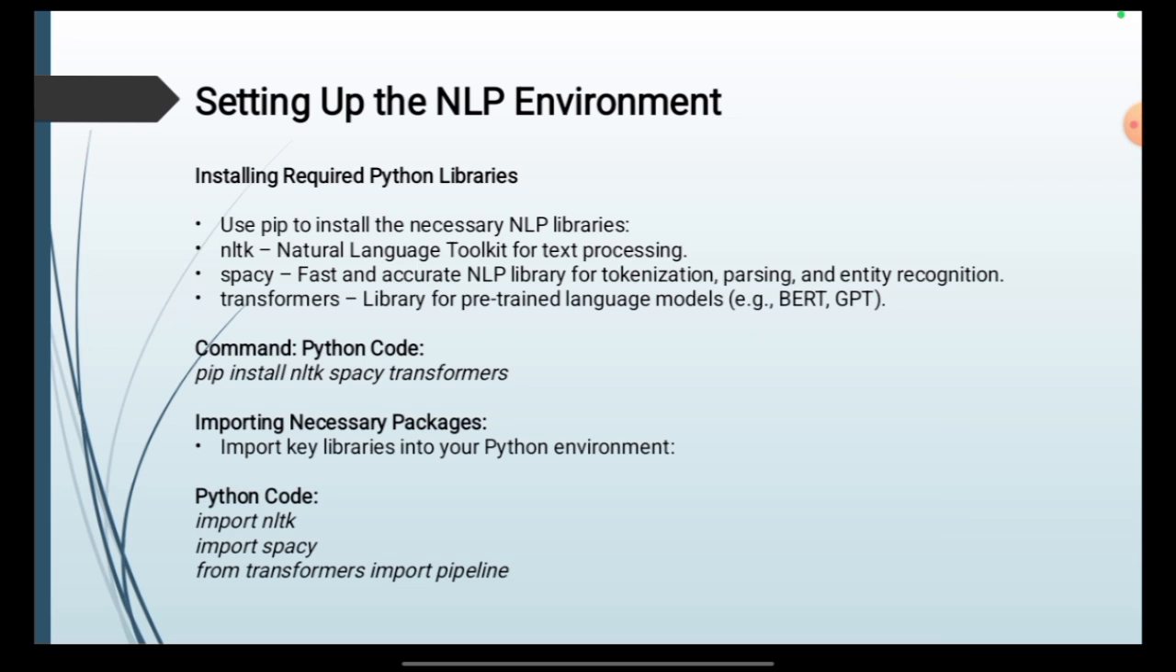In the provided Python code, the pip install nltk spacy transformers command installs the required libraries. The import nltk statement imports the NLTK library for text processing tasks. Import spacy loads the Spacy library for natural language processing, and from transformers import pipeline imports the pipeline function from the transformers library, which allows easy access to pre-trained models for tasks like text generation and classification. So this can be said as per the details mentioned over here. Now let us move to the next particular slide.